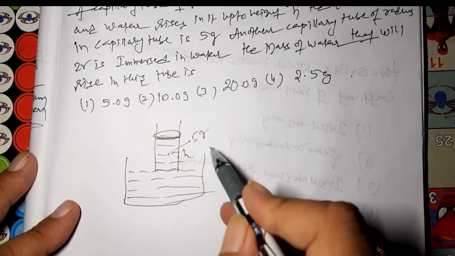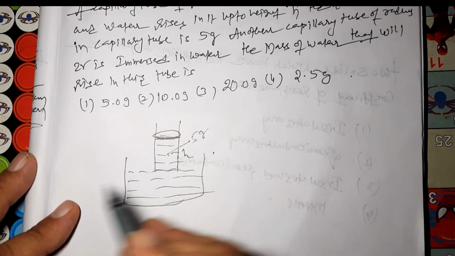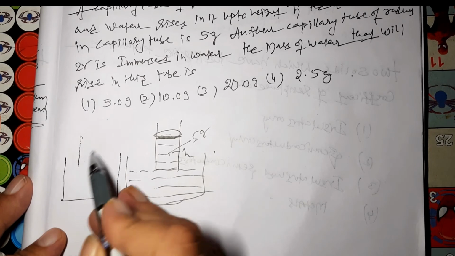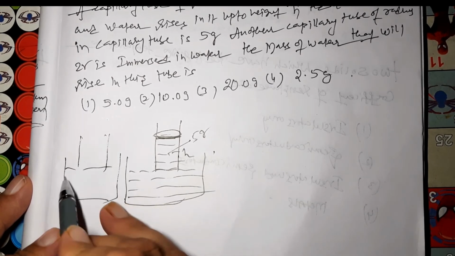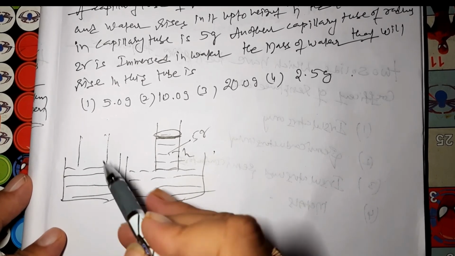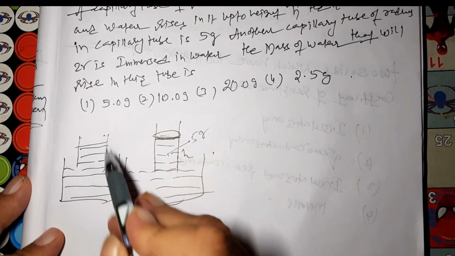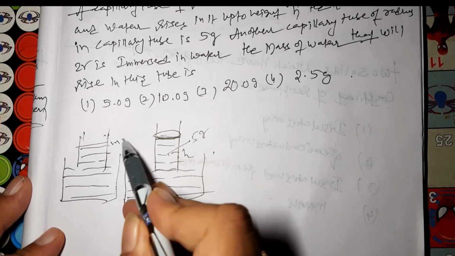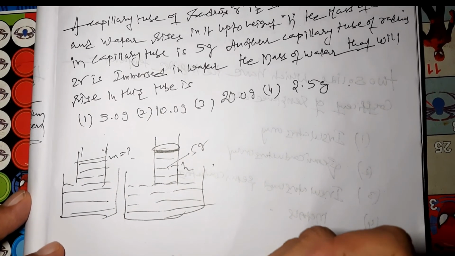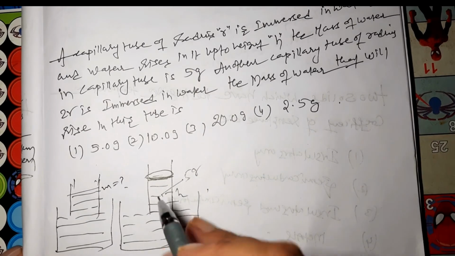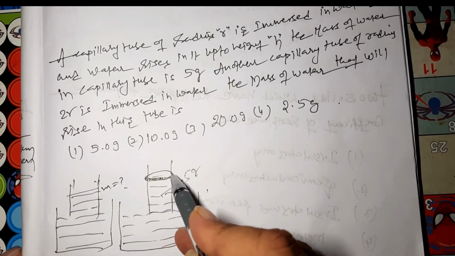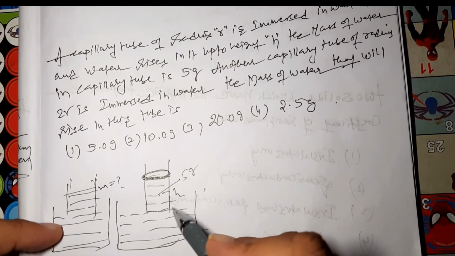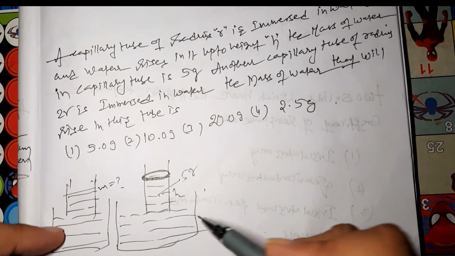So another capillary tube, which has double the radius of the first tube, is immersed in water. How much mass of water will rise in this tube? We want to find the mass. This capillary tube's area of cross section is circular in shape, and this is the height h.